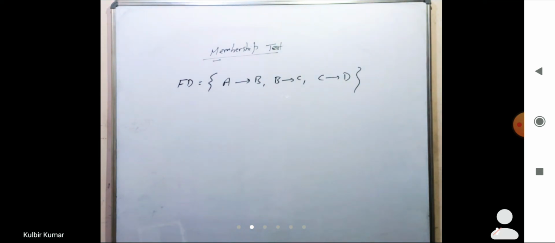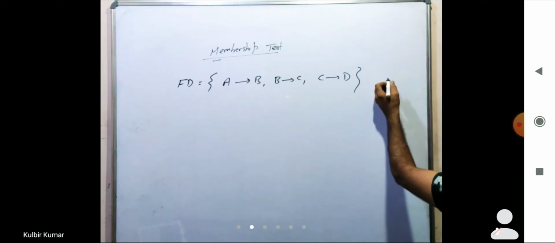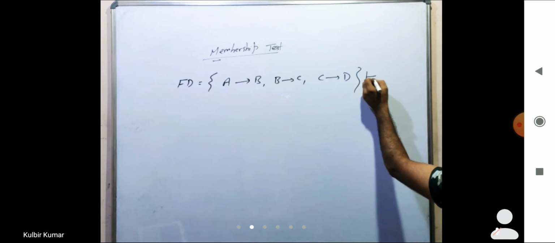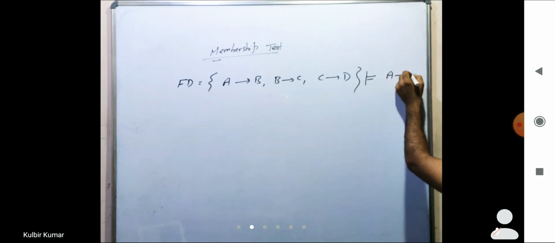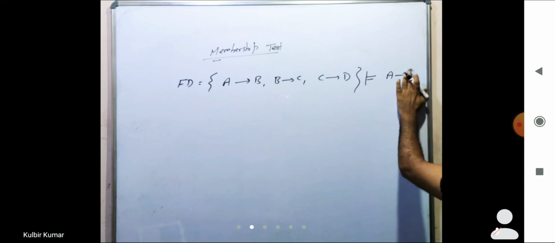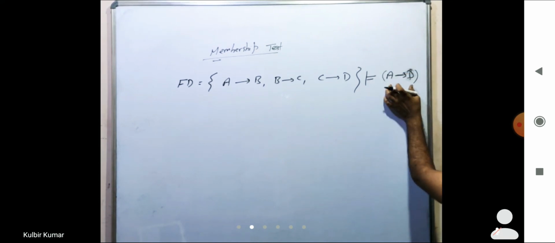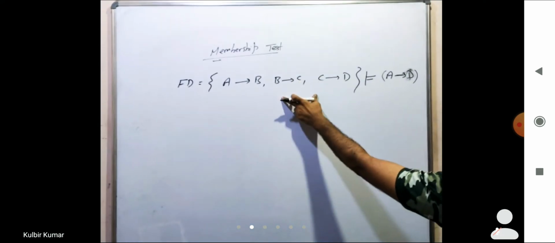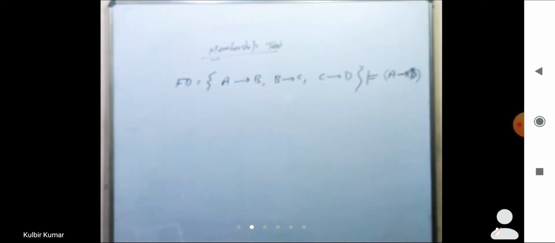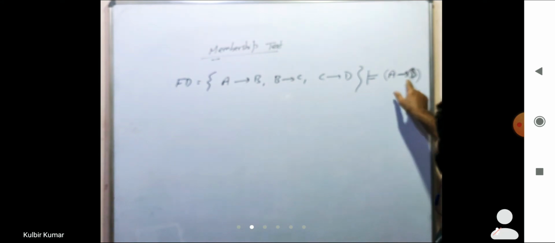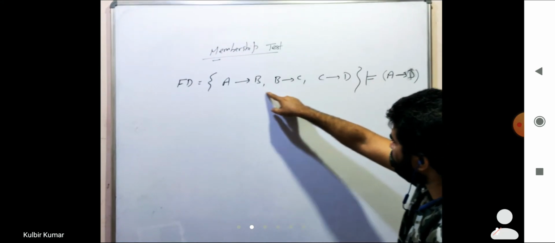Now there is a functional dependency given like A goes to D. Does A goes to D belong to this functional dependency set or not? Can I see this directly? A goes to D, directly it is not given.